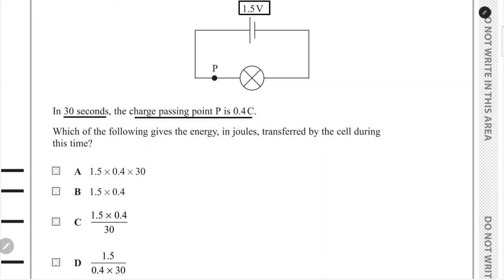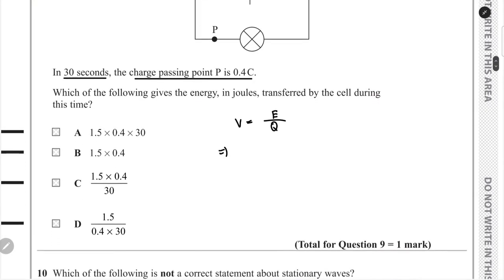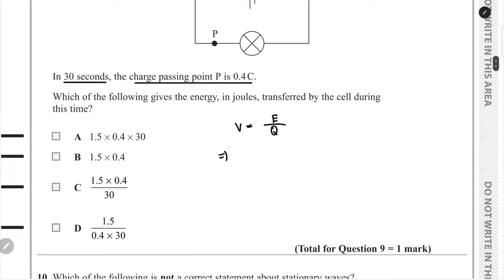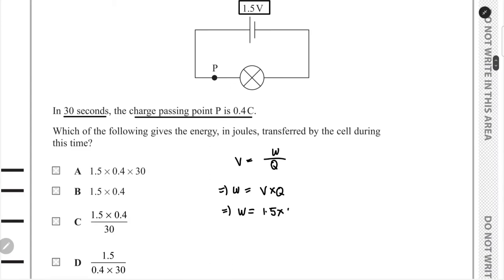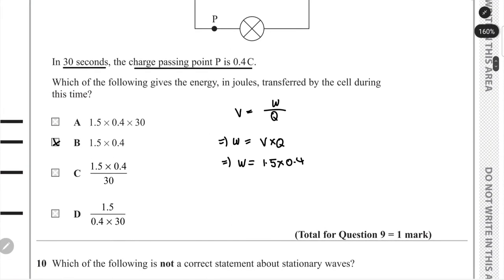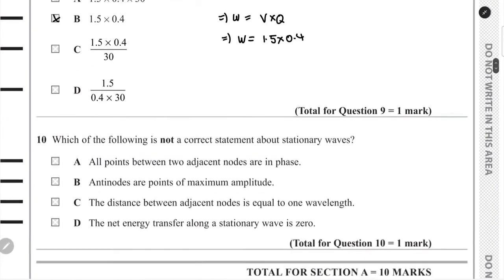We know that a voltage or potential difference or EMF is basically energy per unit charge. So voltage is energy divided by charge. I know the voltage and the charge, so I have to make E the subject. The energy E will be V times Q. We can also write the energy as work done or W. So the work done or the energy transferred will be 1.5 multiplied by 0.4. B is our answer. We do not require the time here. It's just given to throw us off.